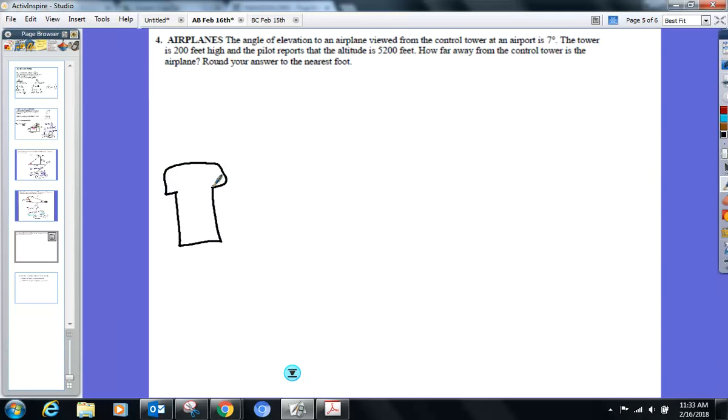Here we go. Okay, there's my control tower. It sees the airplane at an angle of elevation of 7 degrees. Again, how's elevation formed? Looking up, right? So from the control tower, I got a horizontal line looking up towards the plane. And that is 7 degrees. Okay, not from the ground, from the control tower.